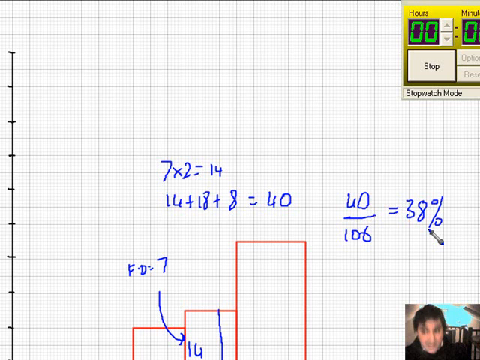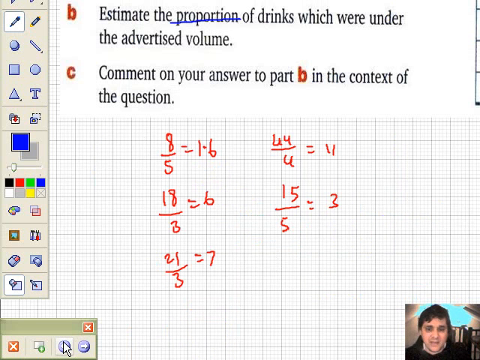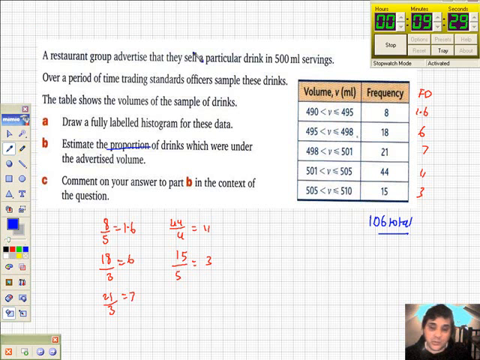Therefore, the public in those cases are being conned out of the advertised volume. They're paying more than what they're actually getting. And if Trading Standards samples that more closely, fines will be due for that company, plus court appearances and all the rest of it. Comment on your answer to part B in the context of the question. Well, a very high proportion, 38%, have servings that are below the advertised amount. This could lead to legal proceedings against the company. Well, not that this is a law issue in the mathematical context, but it's a very, very high proportion, and Trading Standards could take the company to court over that.